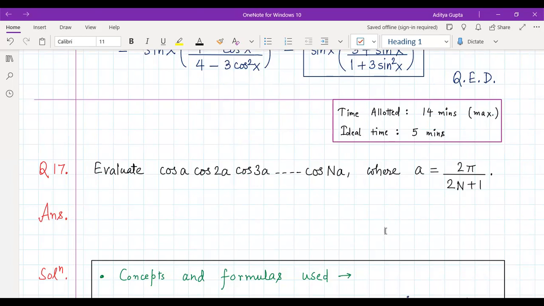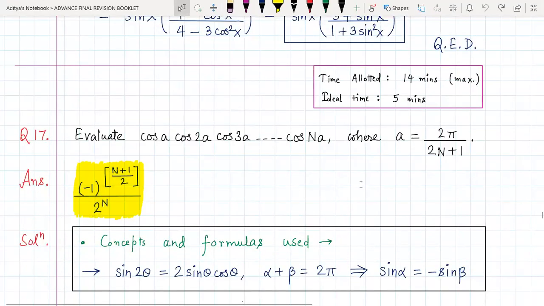Now the answer to this question would be minus 1 to the power n plus 1 by 2 greatest integer function upon 2 power n. So basically this, I'll tell you, it is greatest integer function.